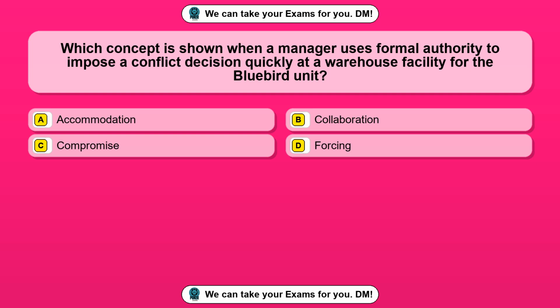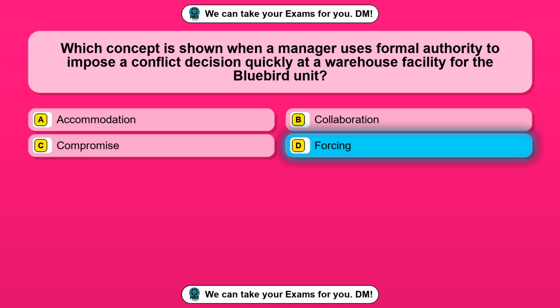Question 1. Which concept is shown when a manager uses formal authority to impose a conflict decision quickly at a warehouse facility for the Bluebird unit? Option A. Accommodation. Option B. Collaboration. Option C. Compromise. Option D. Forcing. The correct answer is option D.